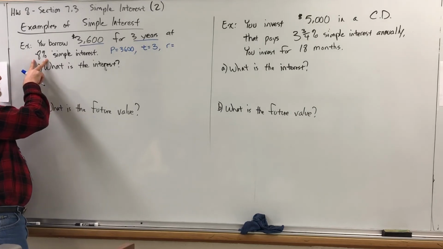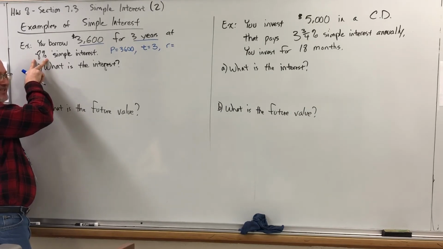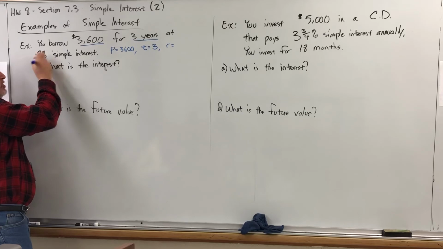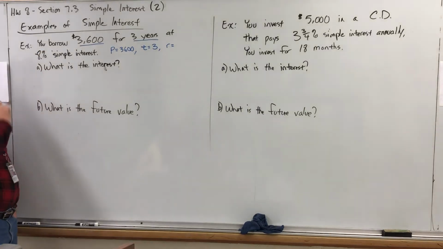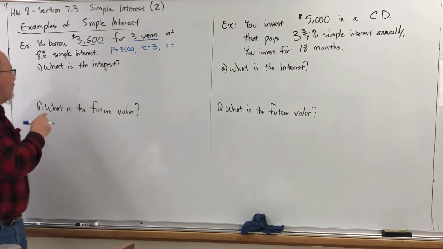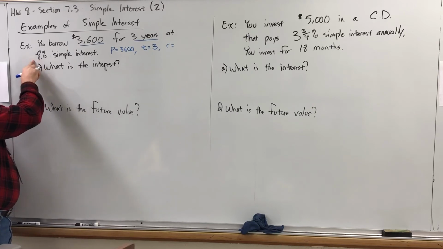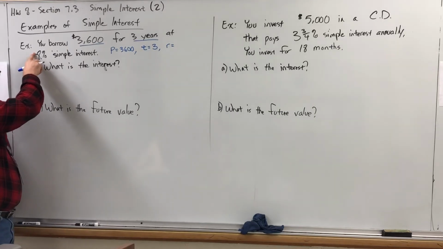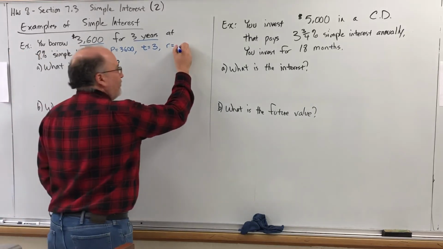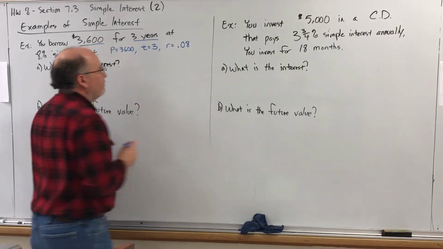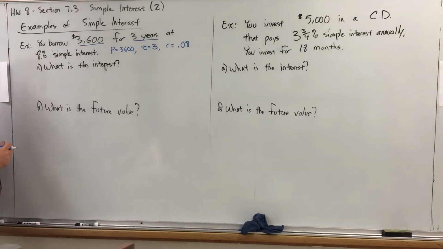Recall how to convert a percent back to a decimal. Locate the decimal place currently in the percent, move it 2 places to the left. So if we move this decimal 2 places to the left, we would need to stick a 0 on and get an interest rate of 0.08. So there are the values that we're going to use.